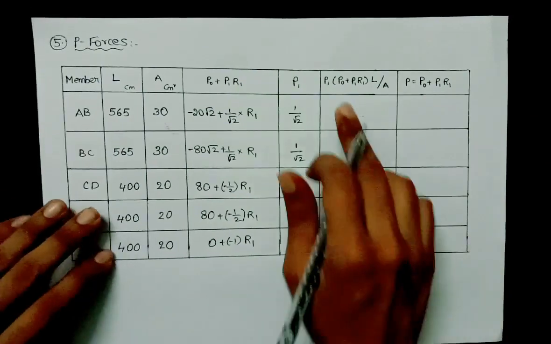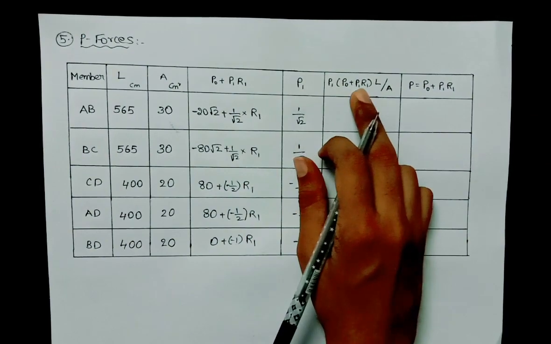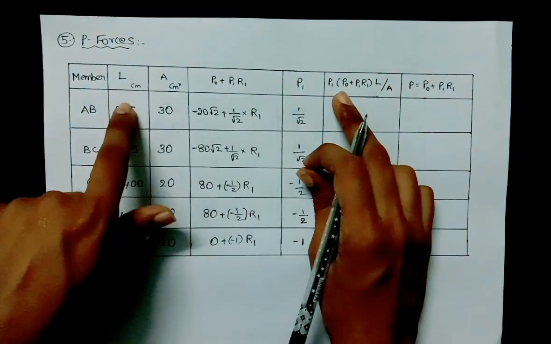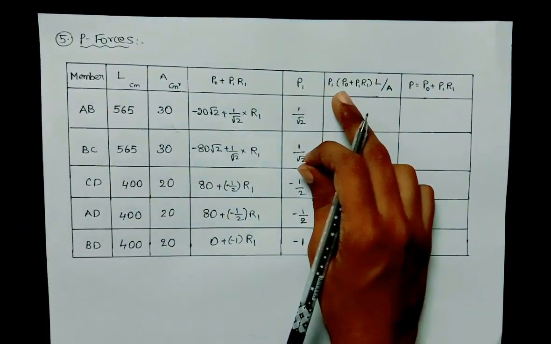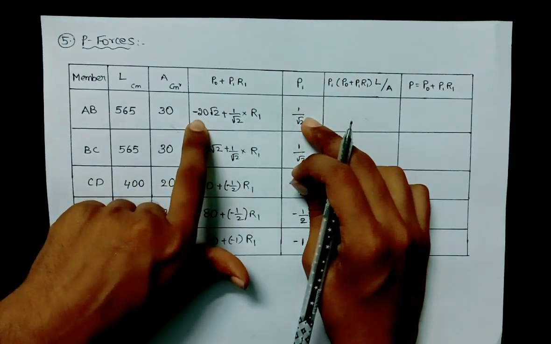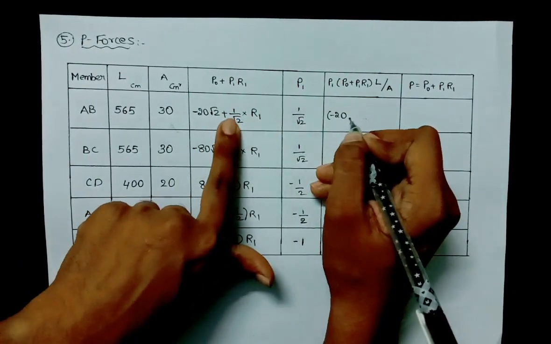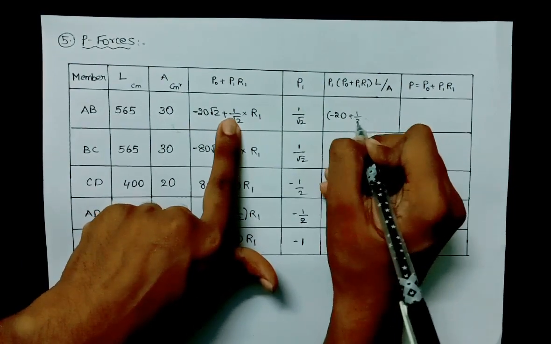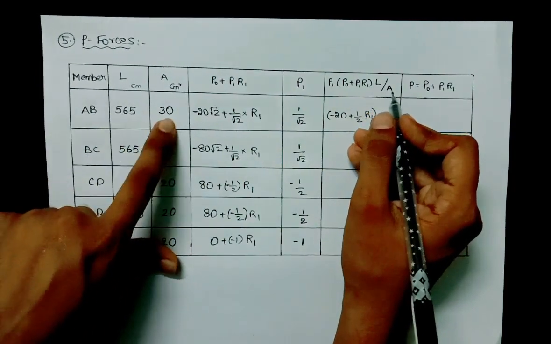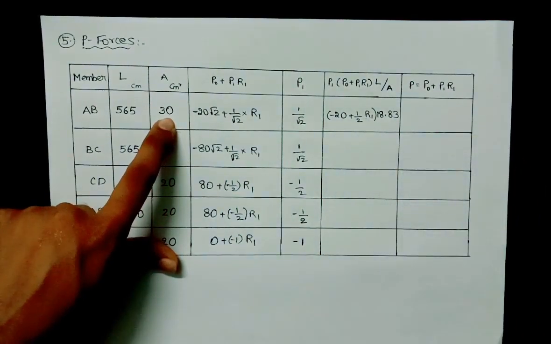Now the formula is P1 into P0 plus P1 R1 into L by A. You should multiply both columns and the length column, whole divided by the area. So 1 by root 2 into minus 20 root 2 is minus 20. Again 1 by root 2 into 1 by root 2 is 1 by 2 R1. L by A, that means 565 by 30, is 18.83. Similarly we have to calculate all the values.